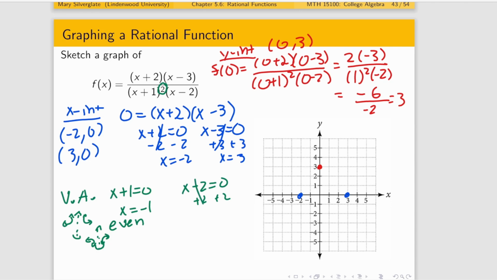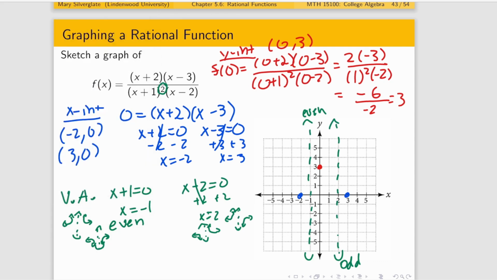Undo subtracting 2 by adding 2. And this is an odd asymptote, so it will either be the case that in one direction it goes up and in the other it goes down, or the reverse. So somehow opposite directions. So let's go ahead and sketch them. So we have an even asymptote here, and we have an odd asymptote here.